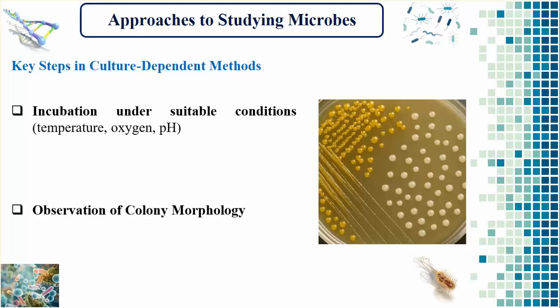Importantly, each colony usually originates from a single microbial cell, meaning that the colony represents a clonal population of genetically identical cells. For example, Staphylococcus aureus typically produces golden yellow colonies, while E. coli forms off-white or cream-colored colonies. Although colony morphology alone cannot provide complete identification, it offers important initial information about the microorganism.